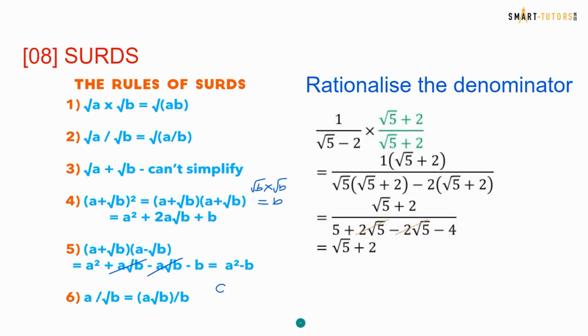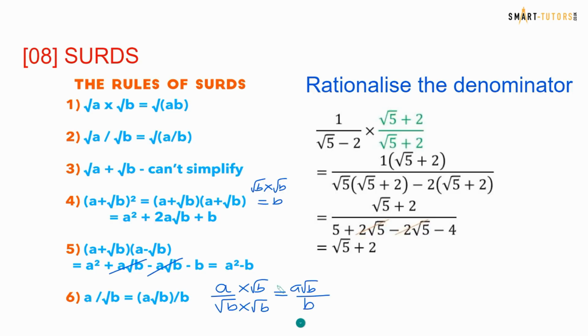A over root b, so this is the one you need to understand. A over root b, you need to rationalize by multiplying root b top and bottom. So the top one becomes a root b, the bottom one becomes root b times root b, which is just b.